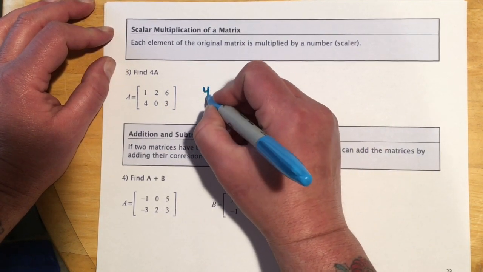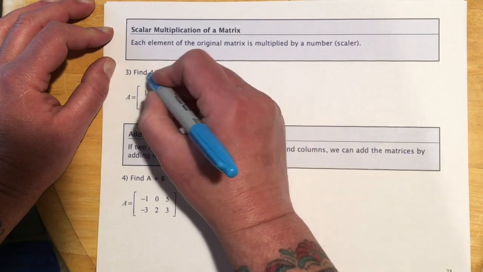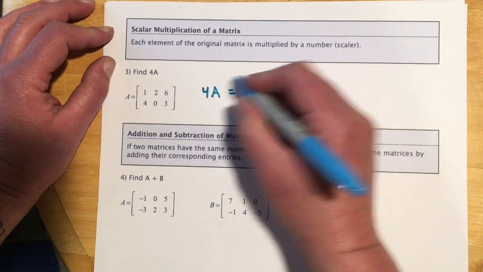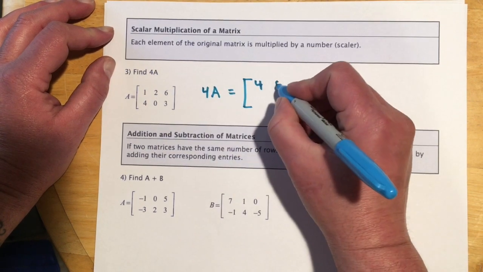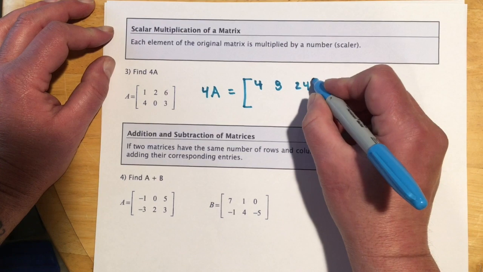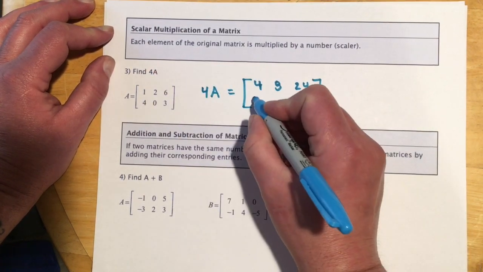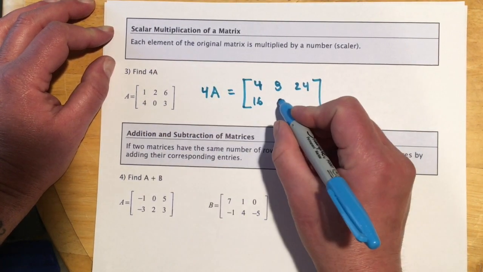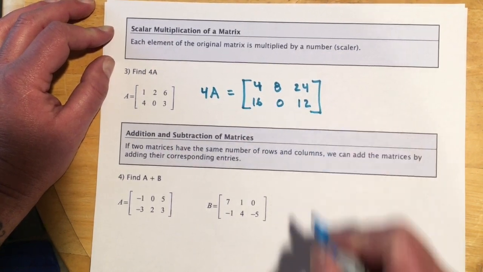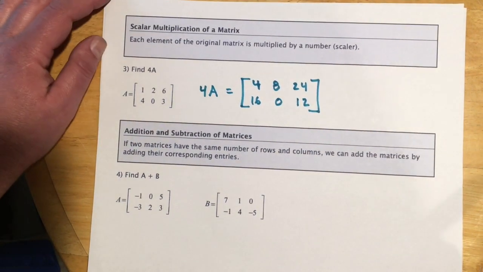So if I was going to find 4 times A, that would have 4 times 1. So that first entry would be a 4. 4 times 2 would be 8. 4 times 6 would be 24. 4 times 4 is 16. 4 times 0 is still 0. And 4 times 3 would be 12. So that's scalar multiplication.